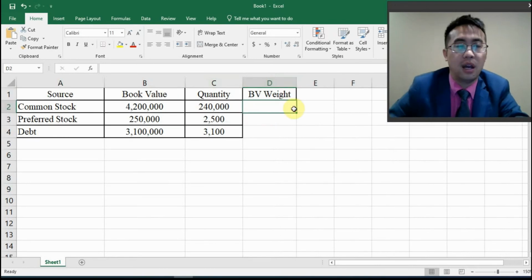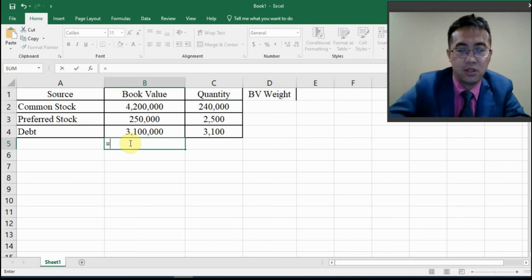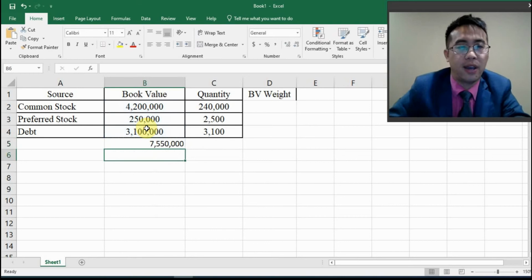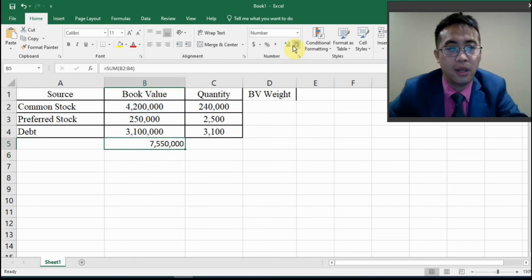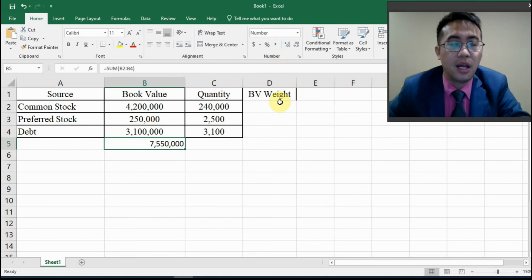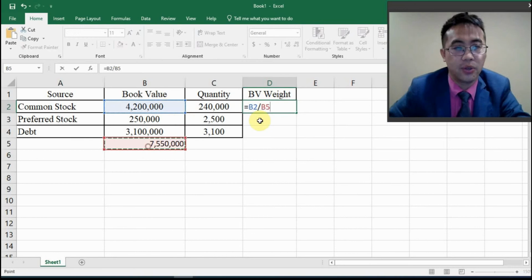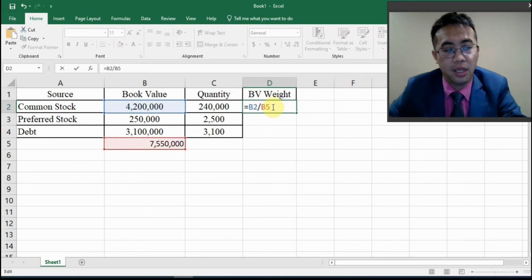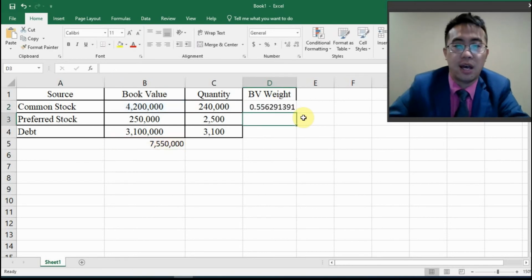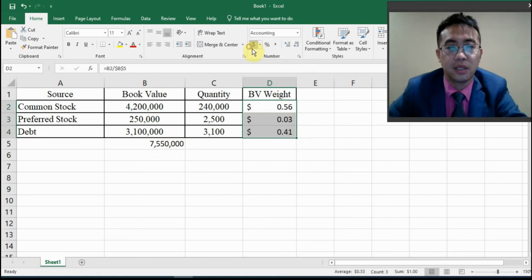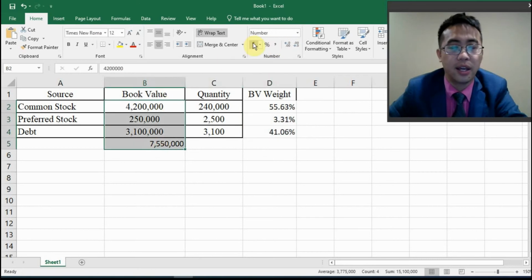And then to calculate that percentage, the first thing to do is to get the total. I'm going to take the summation of all the book values. So that's 7.55 million. For book value weight, I'm going to use each of the book values divided by the total book value, and I will lock the denominator because I'm going to drag it down and use the same denominator across all the cells. All right, take the percentage, not in dollar figure. And for all this, I can apply the same format.